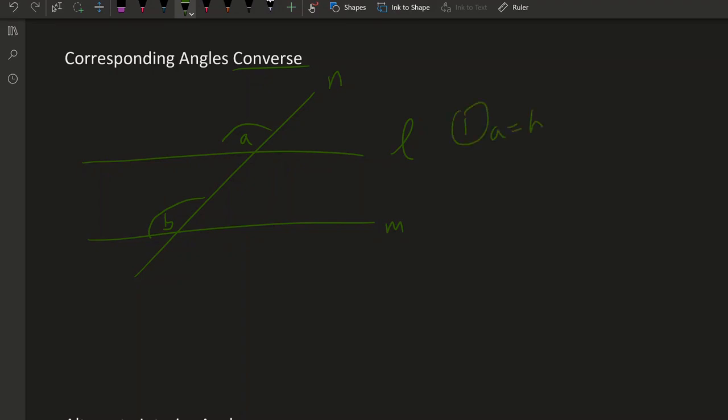So if A is equal to B, and that's given, then step 2, L must be parallel to M because of the corresponding angles converse.